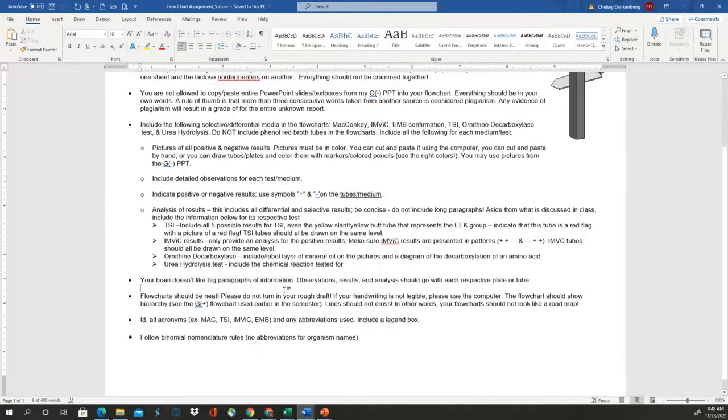Yeah, so your brain is like big paragraphs of information. So just make sure that your observation, results, and analysis go with each respective plate or tube, right? Don't write this long paragraph about the test in general. I want to know, okay, this tube is purple, so it's positive and it means this. Make sure you tell me what all the abbreviations mean. If you use abbreviations, if you just spell everything out, that's fine too. And make sure you write your organism names properly, okay? That means binomial nomenclature, but also think back to how we should write organisms, whether you're writing them by hand or underlining them.